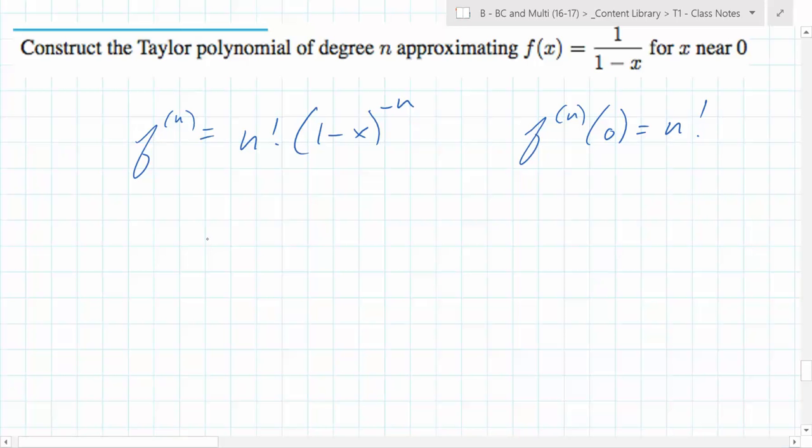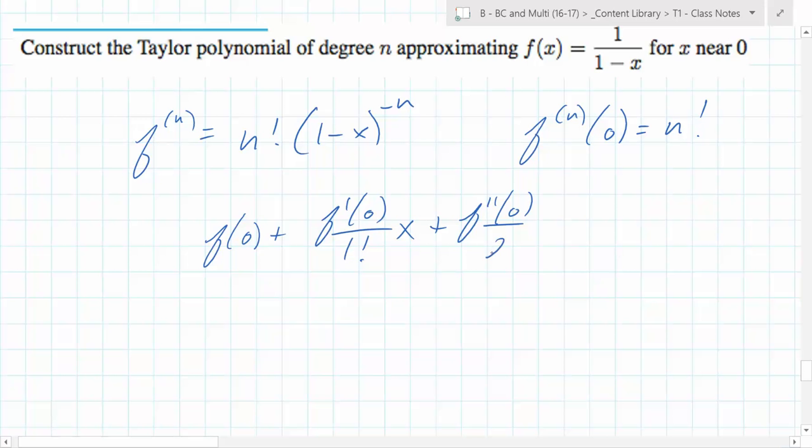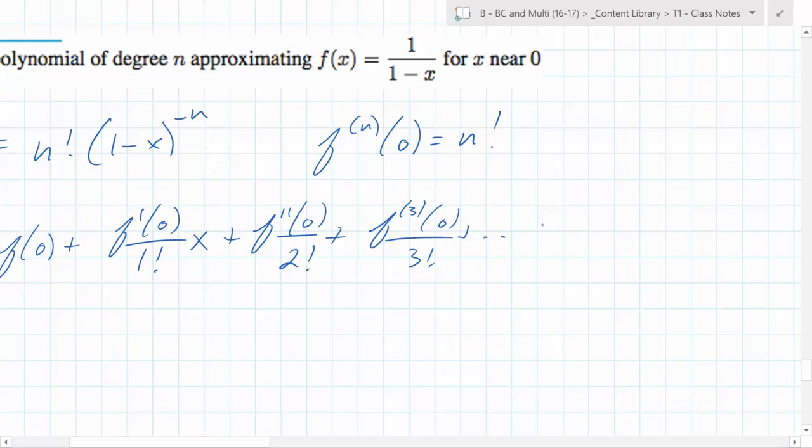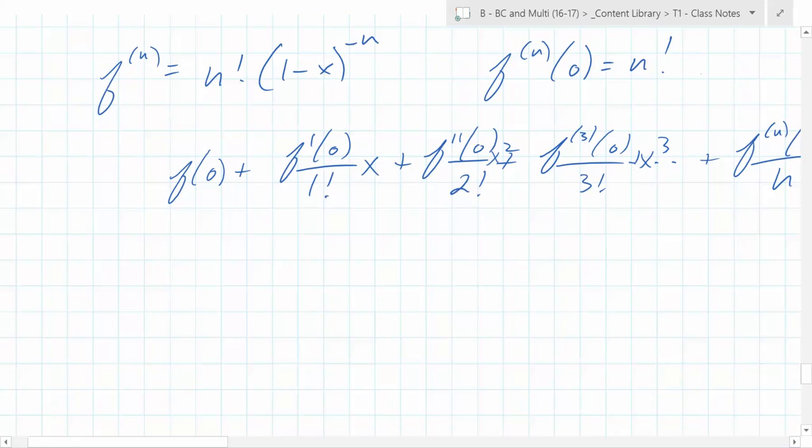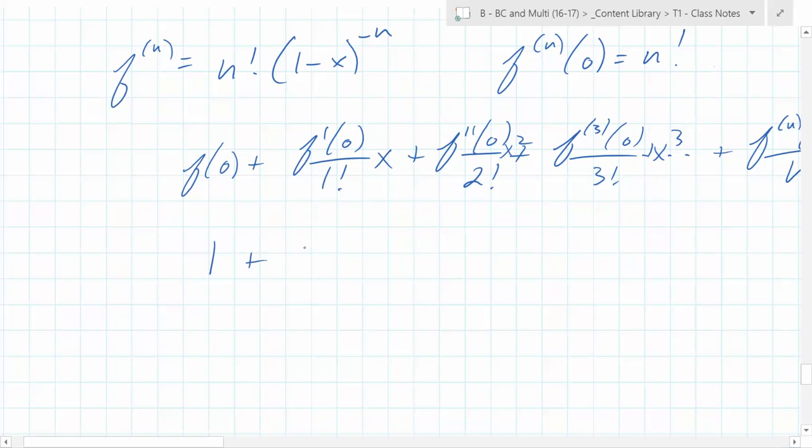So when you write this out, remember it's f of 0 plus f prime of 0 over 1 factorial x, plus f double prime of 0 over 2 factorial, plus f triple prime of 0 over what? 3 factorial, all the way up to f n at 0 over n factorial x to the n. Sorry, x squared, x cubed, right? But here's the thing. What are all those? 1 plus 1 factorial over 1 factorial x, plus 2 over 2 factorial x squared. Thank you. I'm missing the x's here.